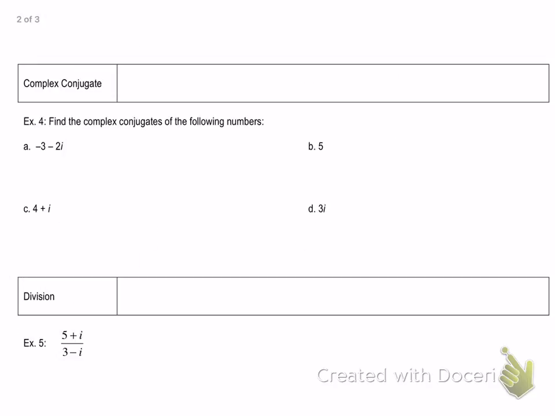Okay, the next idea is something called the complex conjugate, and then we're actually going to use it to be able to divide two complex numbers. Okay, so this is the last operation. So we've done addition, subtraction, multiplication, and then now let's talk about division. So a complex conjugate. If I have a complex number of a plus bi, then its conjugate is going to be a minus bi.